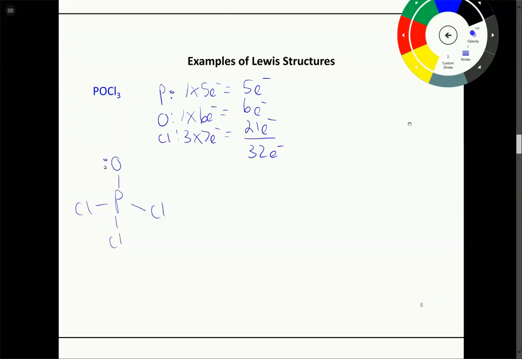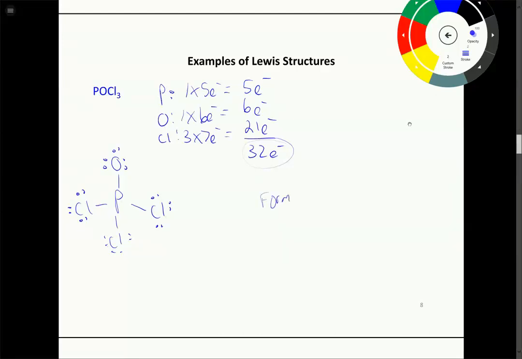We complete the octet by adding 6 more electrons to each outer atom. Alright, and then if we check how many we've used, we have 4 octets, which is 32 electrons, and that's how many we started with. So we're not going to add any more electrons to this. We don't have any lone pairs on the central atom in this case.